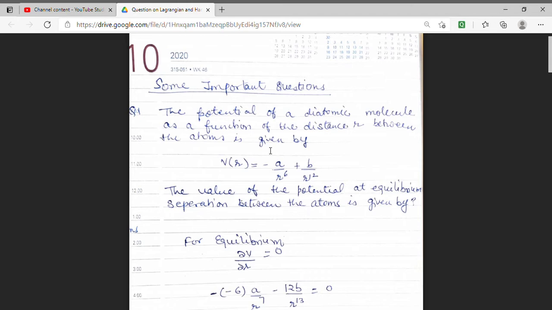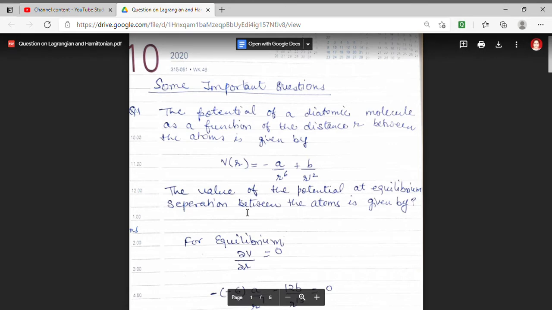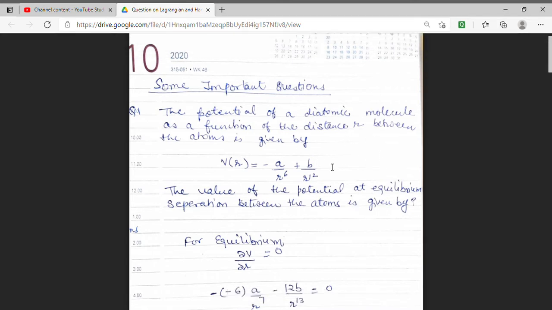So, I am starting with the first question. I have been given that the potential of a diatomic molecule as a function of distance r between the atoms can be expressed as V(r) equal to minus a upon r raised to power 6 plus b upon r raised to power 12. Then I have to find the value of potential at equilibrium separation between the atoms. Here a and b are constants.